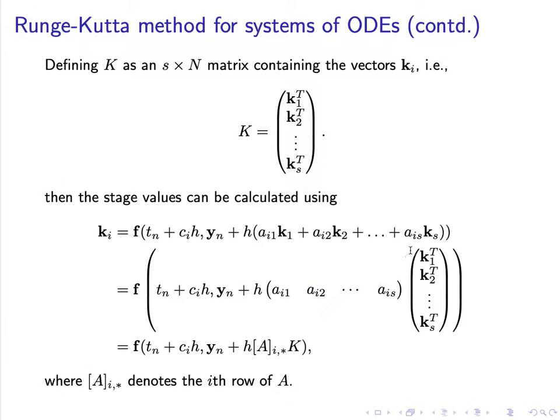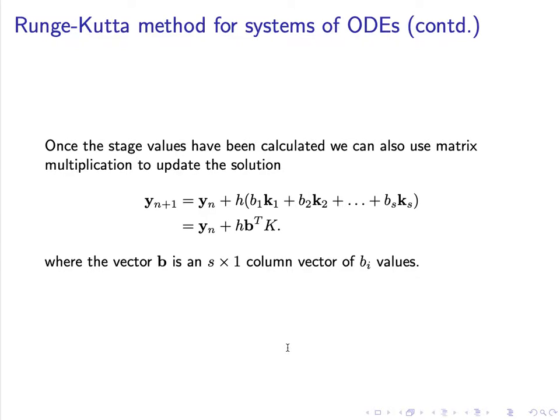Now this matrix we've defined up here to be the matrix K, and here we have the ith row of A, which we define using this notation. A in square brackets with subscript i star just denotes the ith row of A. So our function calculation is simply yn plus h times the ith row of A, times the K matrix.